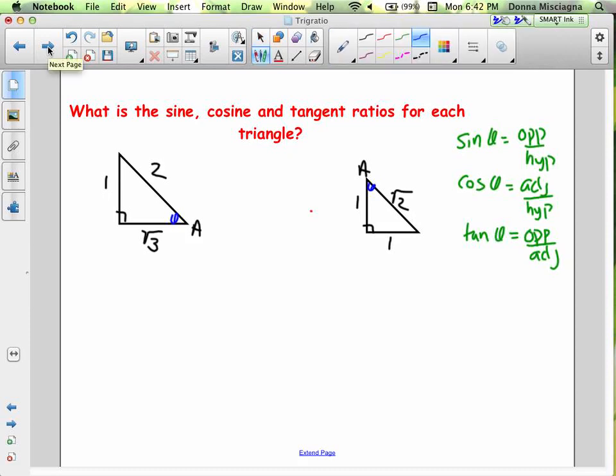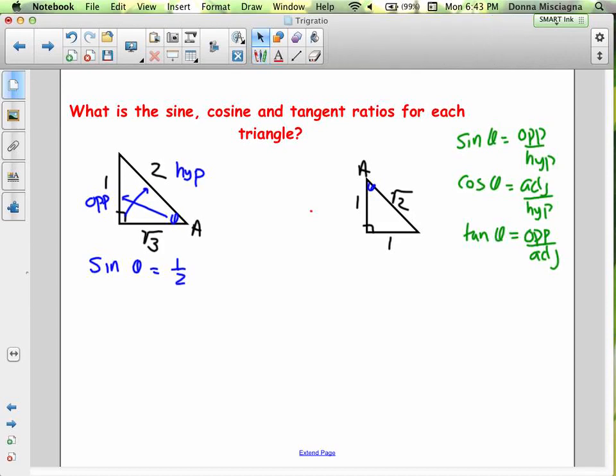Right? And so here we want the sine ratio, and we're finding it for angle A, not for every angle, just for angle A. So sine A is opposite over hypotenuse. This side here is the opposite side, and opposite the right angle is the hypotenuse. So the sine ratio here is 1/2.